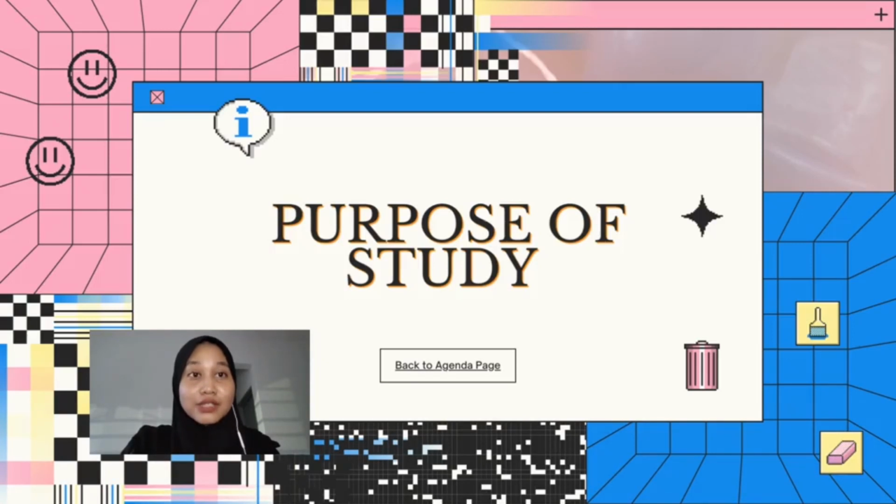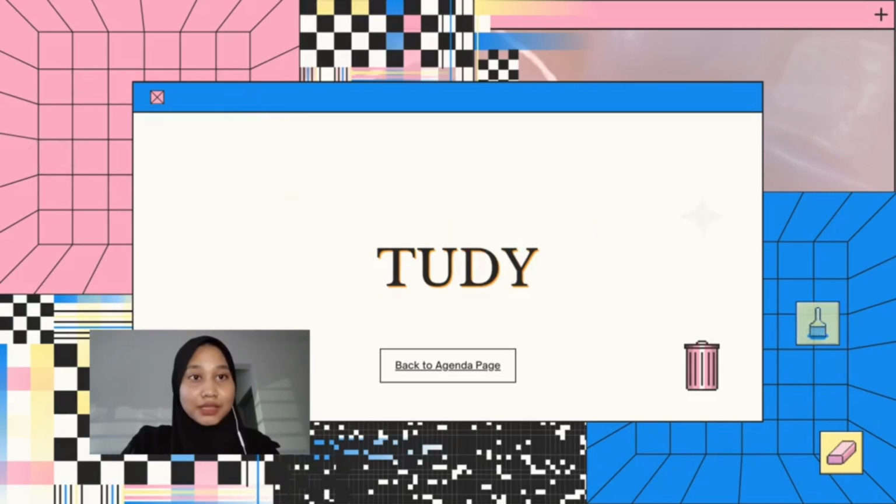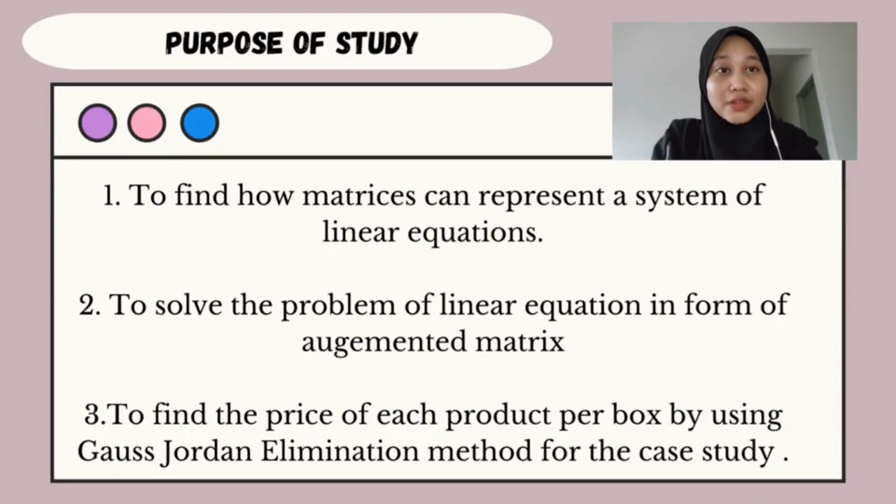For this group project, I'm going to present to you the purpose of study and the case study for this chapter, which is the second chapter. The first purpose of study is to find how a matrix can represent a system of linear equations. The second purpose of studying this chapter is to solve the problem of linear equations in the form of an augmented matrix.